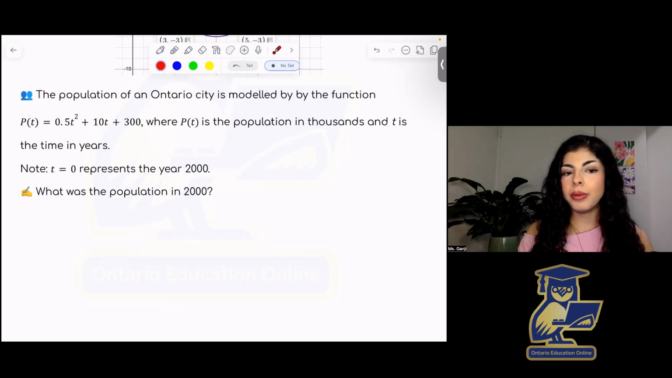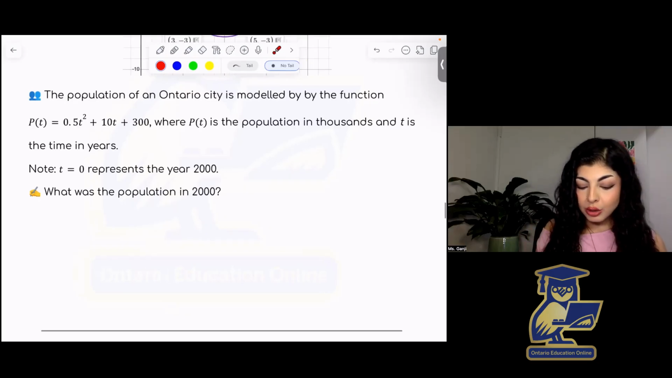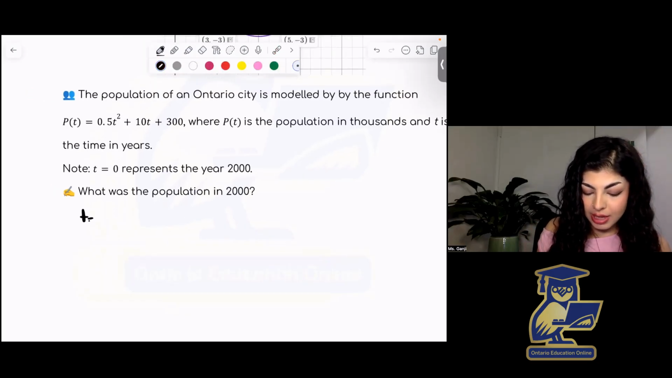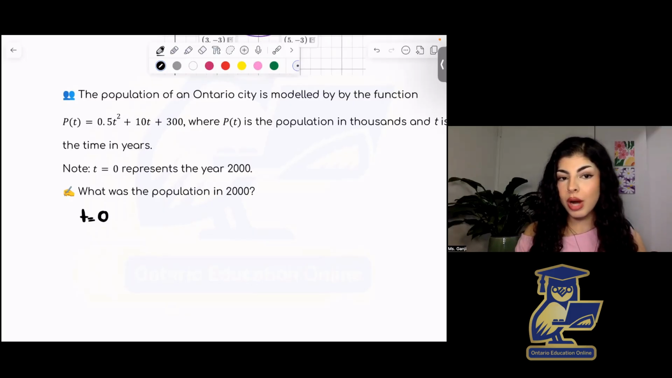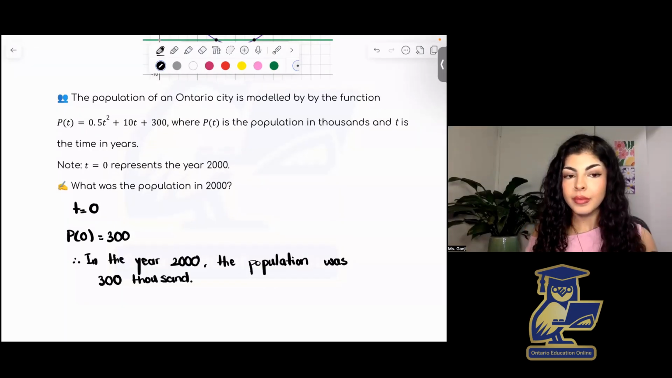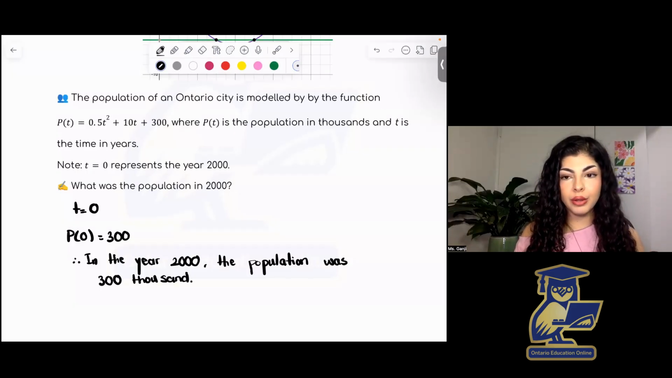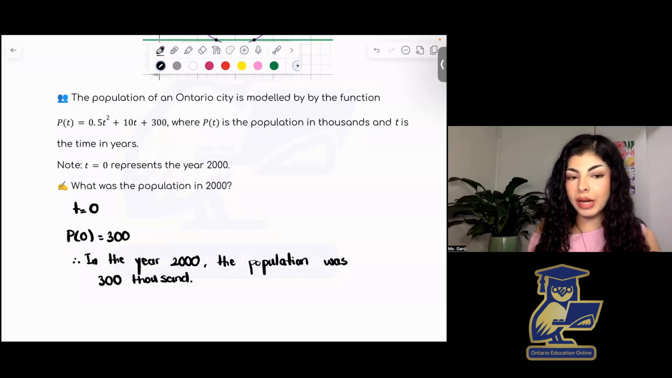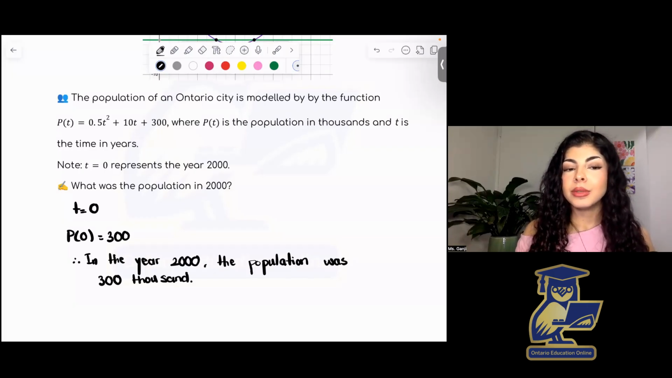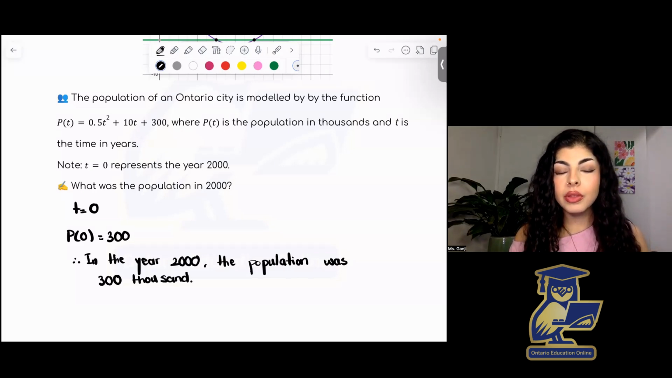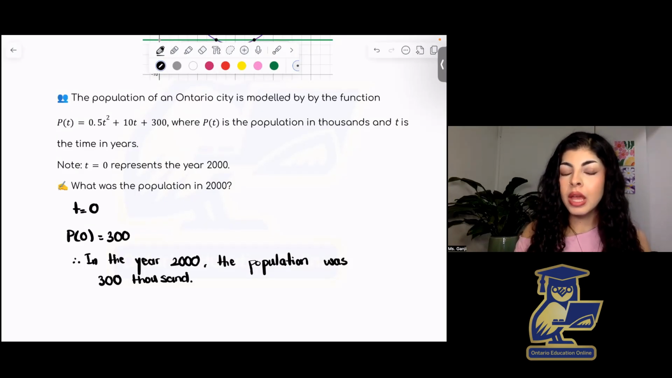So first, what was the population in the year 2000? So that is actually just t is equal to 0. So try this on your own, see what you get for the population. So if you substitute the value of t equals 0, you see that the first two terms are just 0, so you're just left with that c value, or your y-intercept, or 300. And specifically for this question, p of t is the population in thousands. These units are very important in word problems because your answer is not just 300.